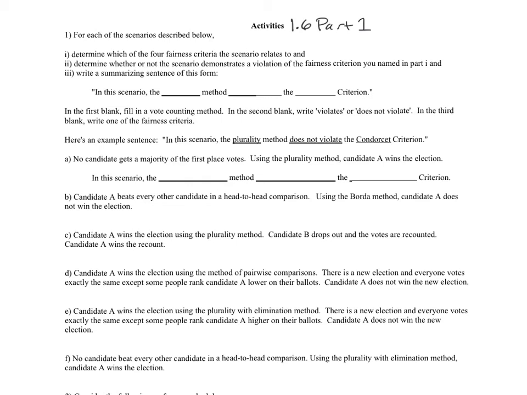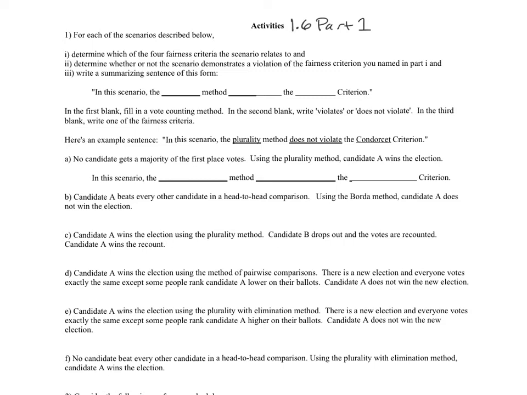These are the lesson activities for section 1.6 part 1 for Math 117. For each of the scenarios described below, we're supposed to do 3 things. 1, determine which of the 4 fairness criteria the scenario relates to. 2, determine whether or not the scenario demonstrates a violation of that fairness criterion. And 3, write a summarizing sentence of this form.